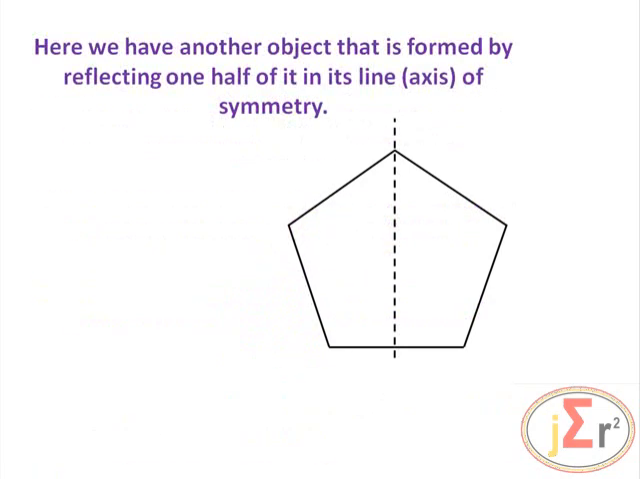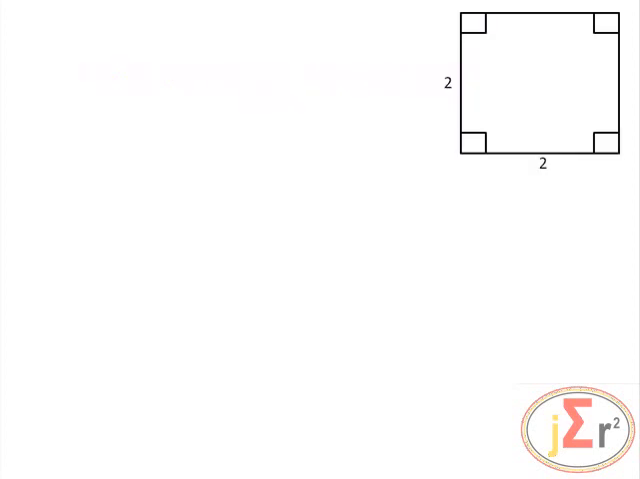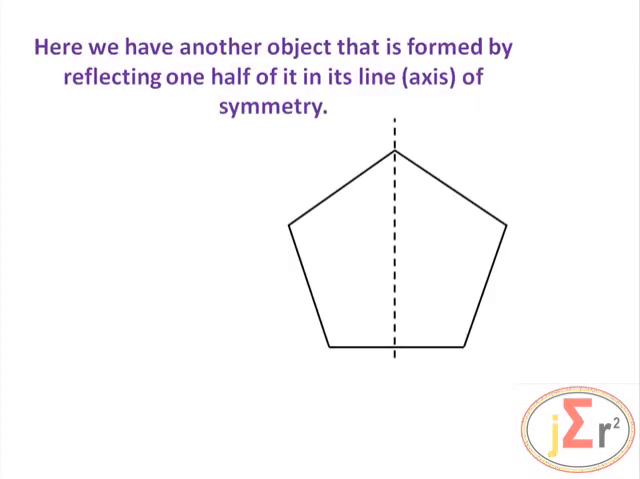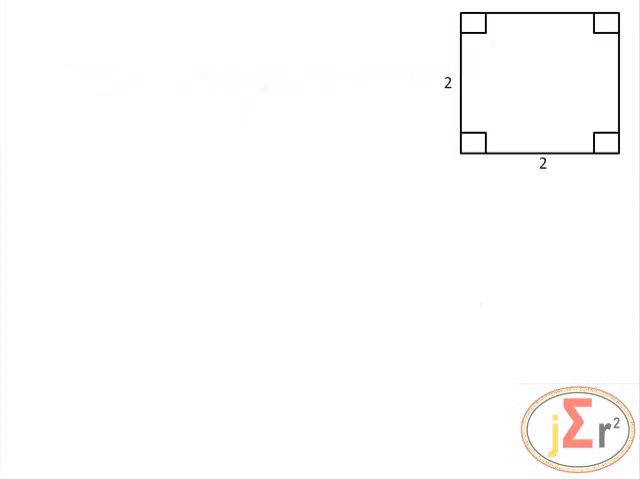Here we have another object that is formed by reflecting one half of it in its line or axis of symmetry. And that is how we might form objects, by reflecting one half of it in the axis of symmetry. And if it is not formed that way, as long as there is an axis or line of symmetry, then we know that one half of the object is a mirror image of the other.